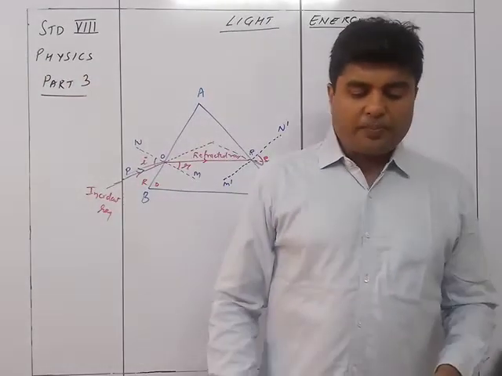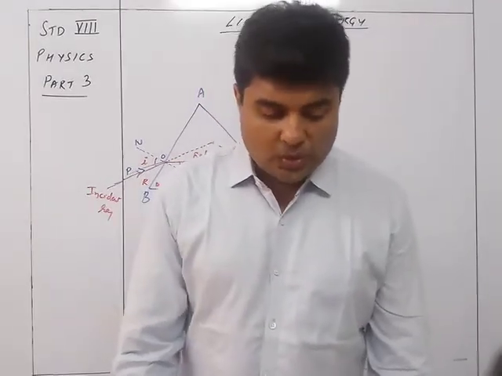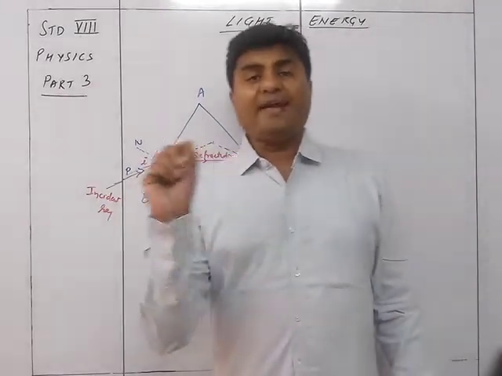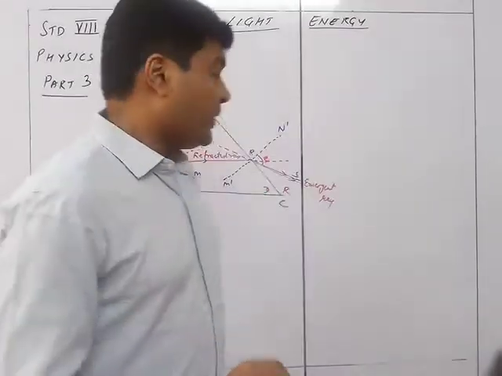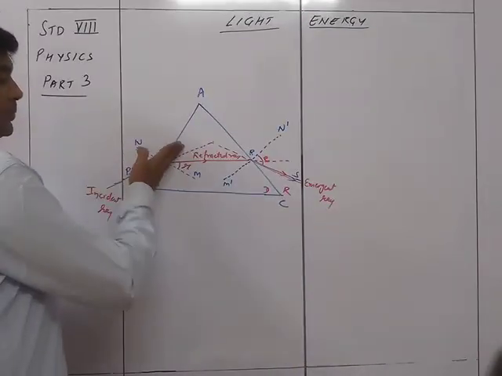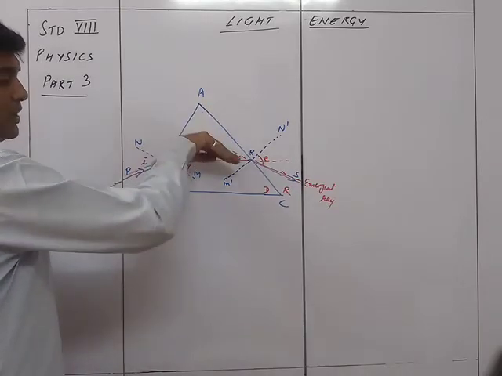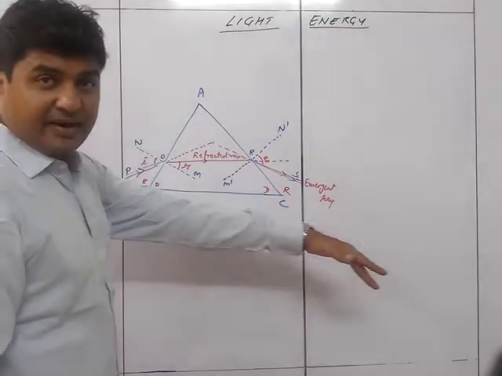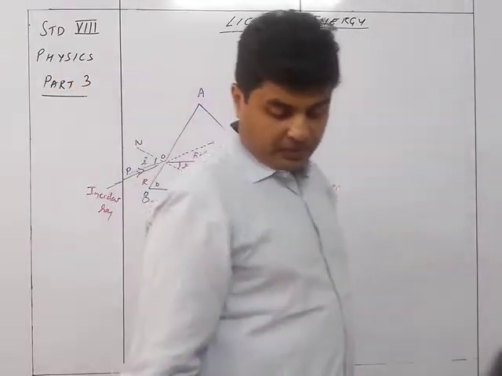Thus on passing through a prism, the light ray bends towards the base of the prism. So here is the final verdict. What is the verdict? That whenever the ray of light is passing through a prism, it is bending towards the base. It was going away from the base, but later it will go towards the base.